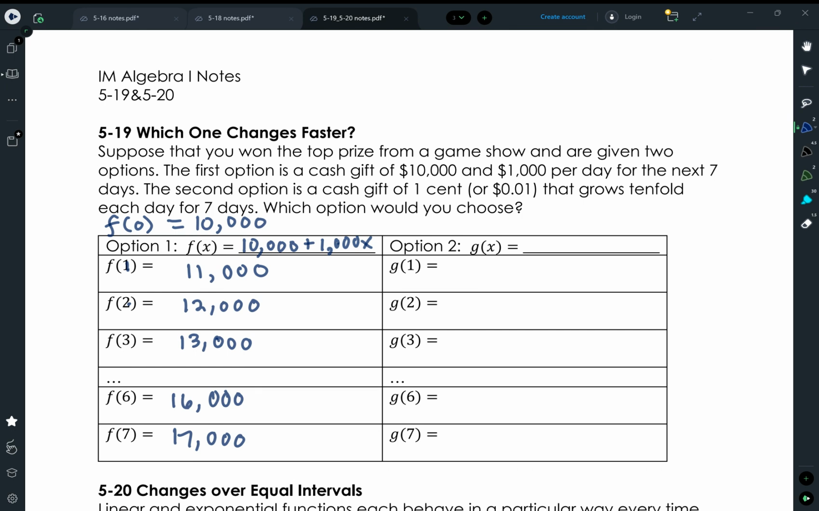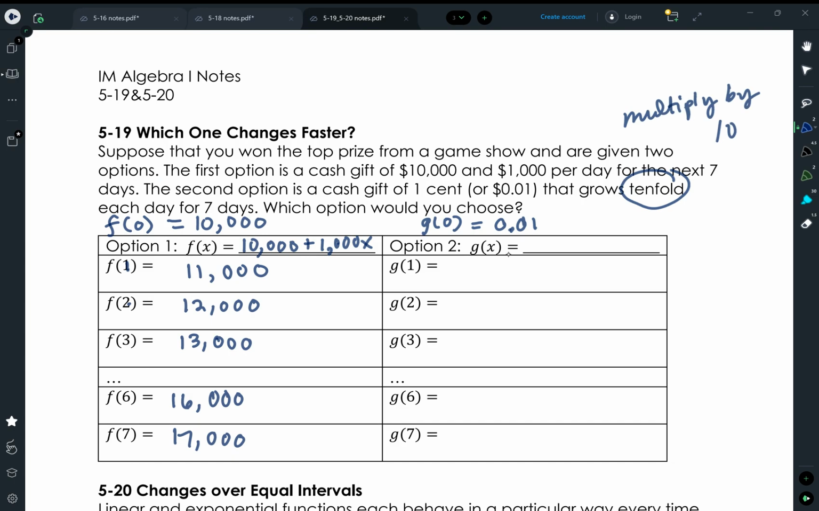The second option, I start out with only 1 cent. So for day 0, I would have G of 0, right? That would be 1 cent. And then for the first day, if I'm multiplying 1 cent by 10, so that's what tenfold means, right? Tenfold means I'd multiply by 10. That still seems like that's not going to be much money though, doesn't it?